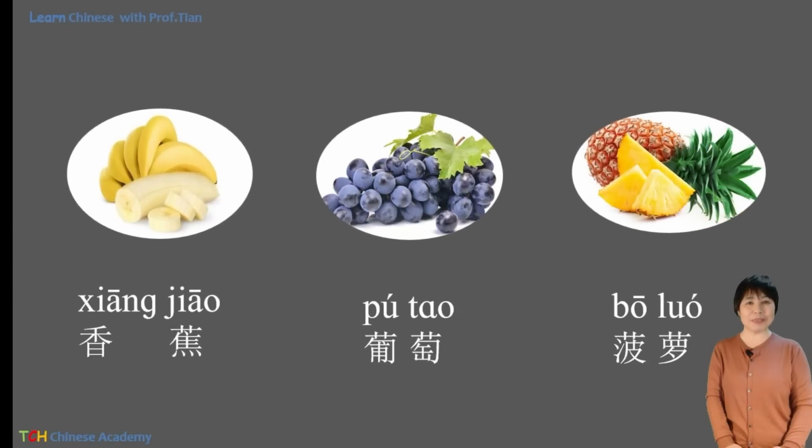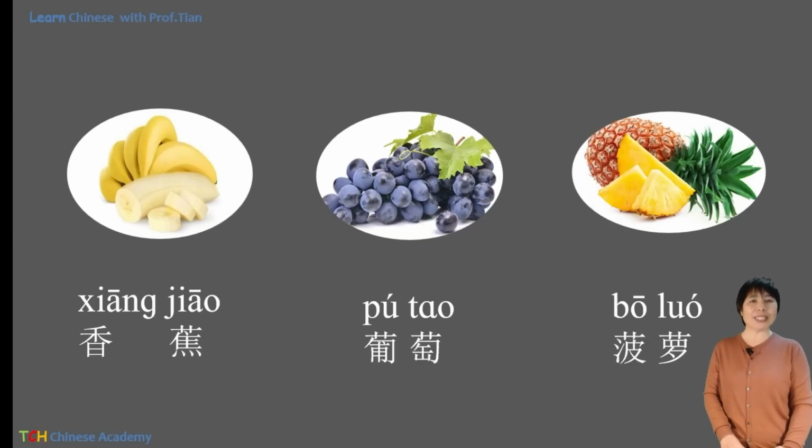And this one, 香蕉, 葡萄, 菠萝. And these three, they don't have any word in common. They just have their own different words. Yes, 香蕉, 葡萄. See, this 桃 is not stressed, not 葡萄. Okay, don't say 葡萄. That's wrong. We say 葡萄, 葡萄. And 菠萝.